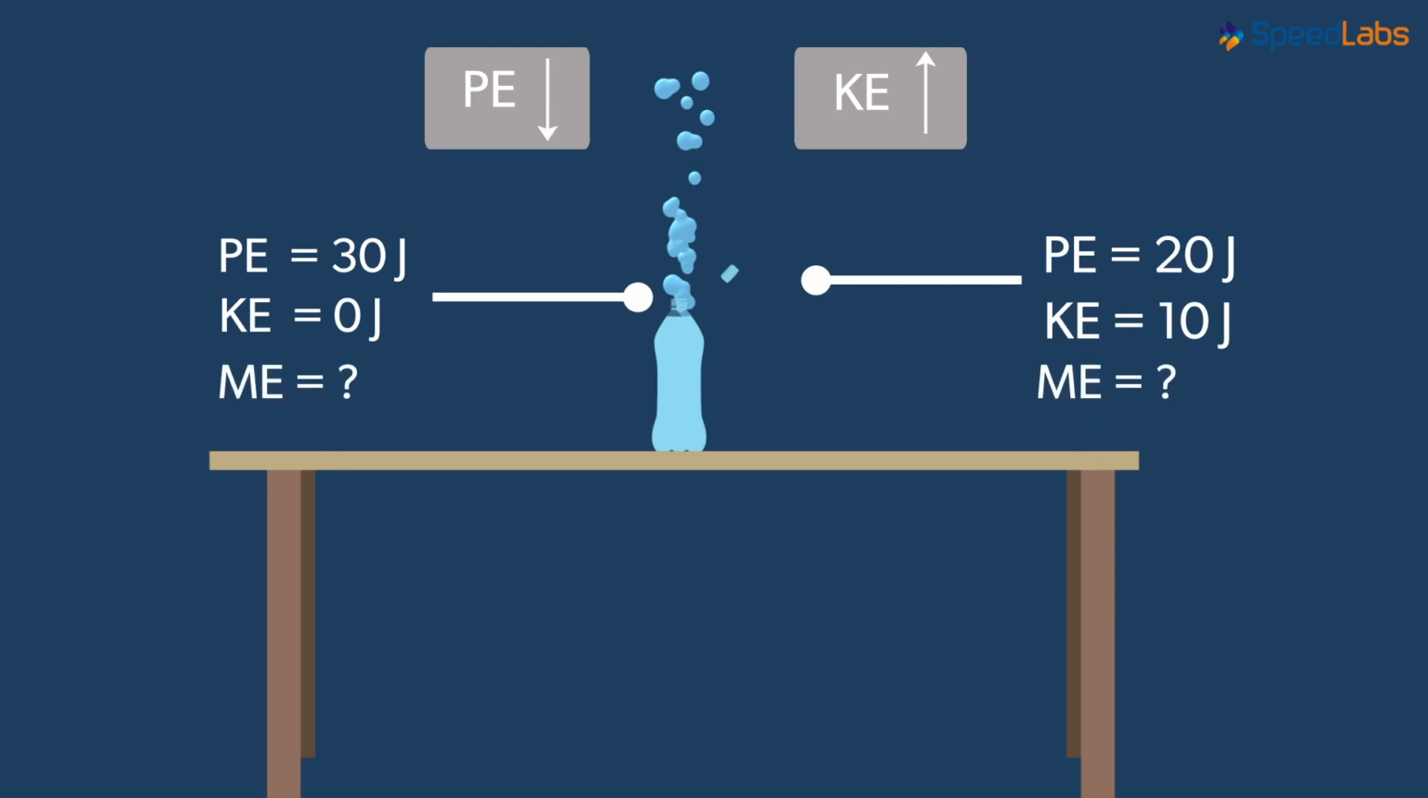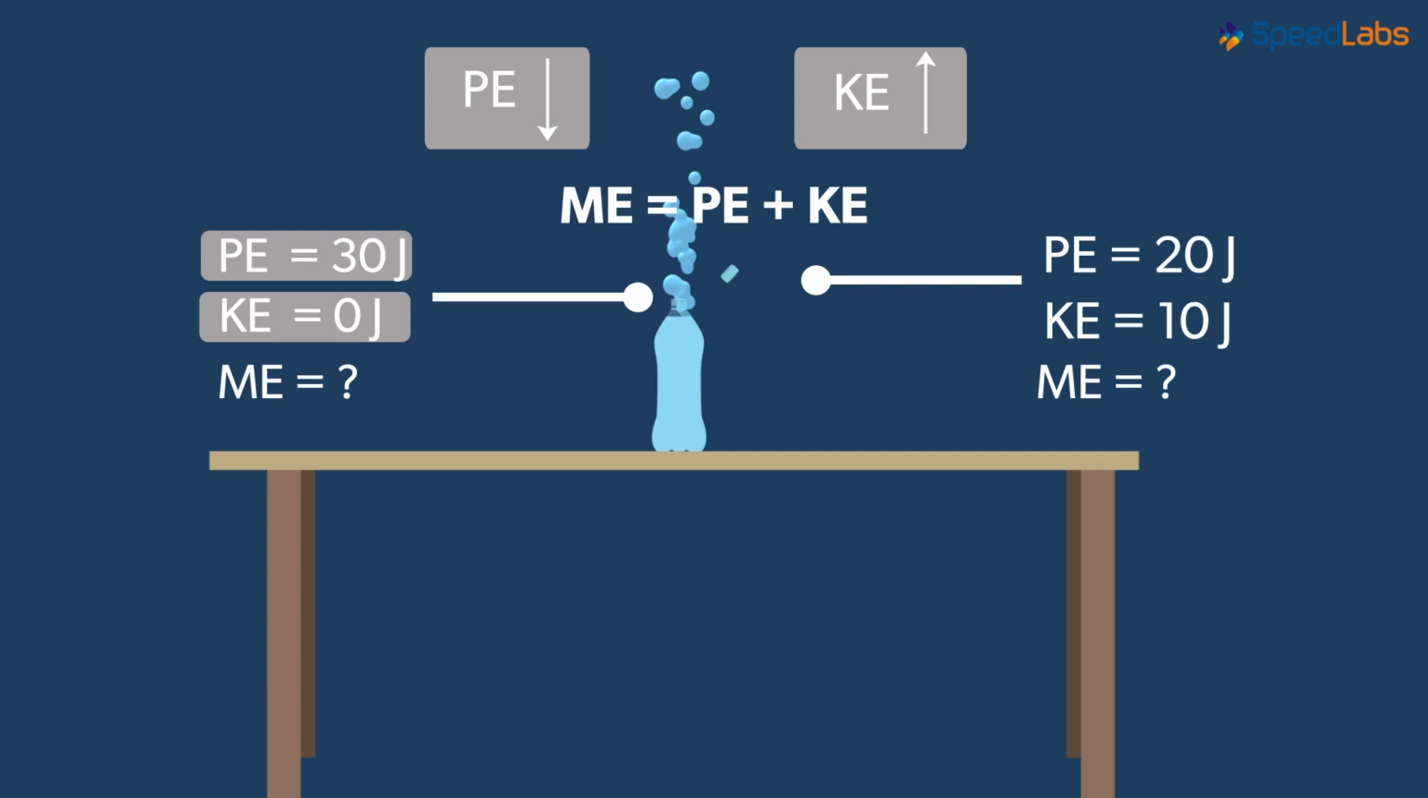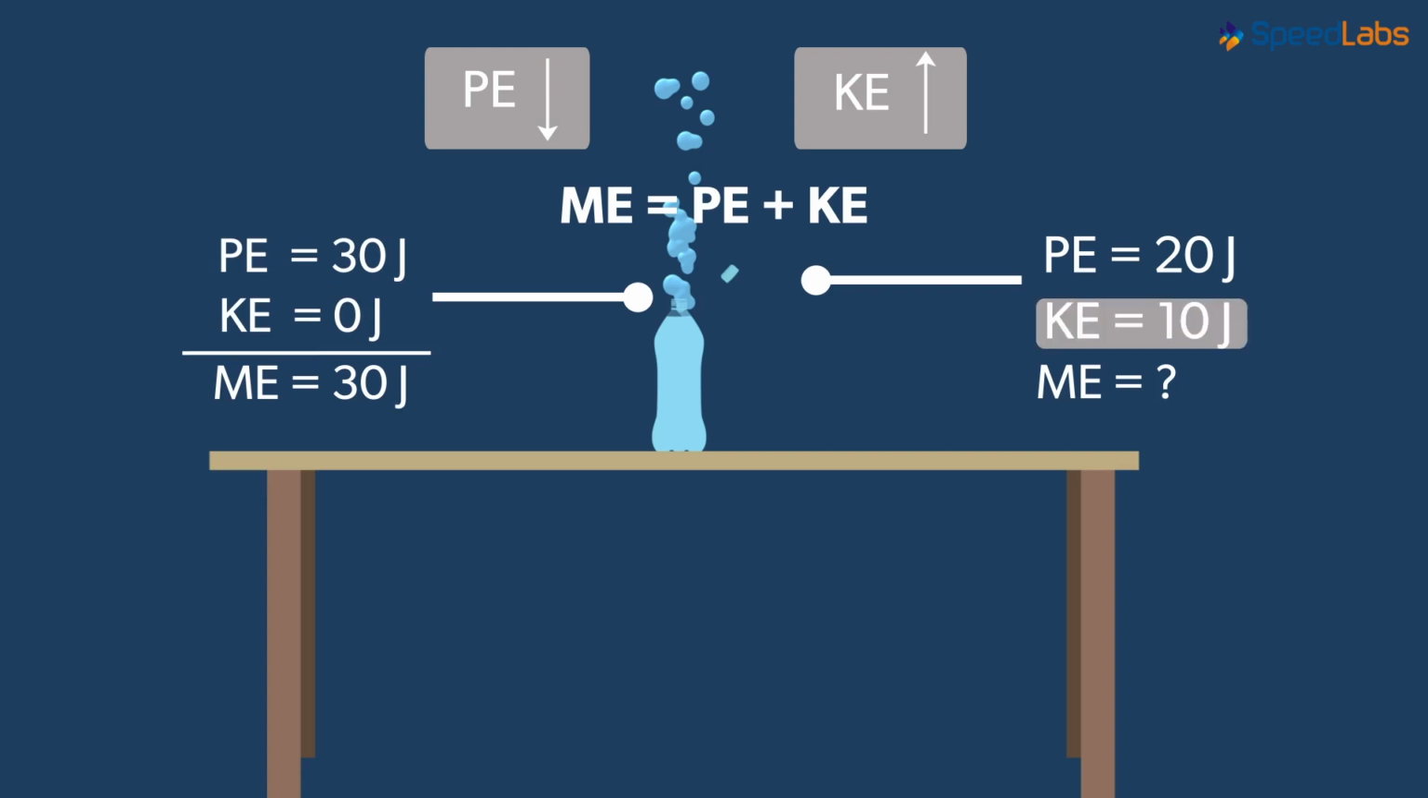What is the mechanical energy of the cap before and after it pops out? From what we understand about mechanical energy, it is the sum of potential and kinetic energy. Before the cap pops out, potential energy is 30 joules and kinetic energy is 0 joules. If we add them up, the answer is 30 joules, which is the total value of mechanical energy before it pops out. Now let's see how much mechanical energy it has after the cap pops out. The kinetic energy is 10 joules and the potential energy is 20 joules. Total of that will be 30 joules, right?